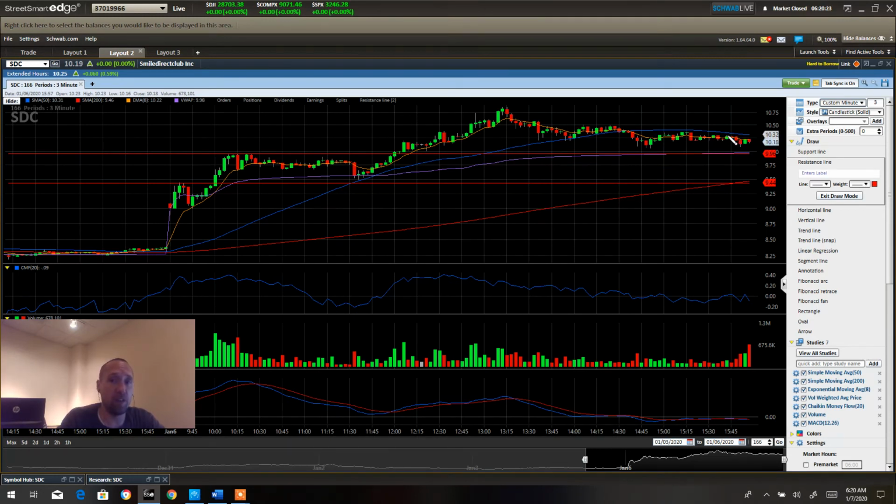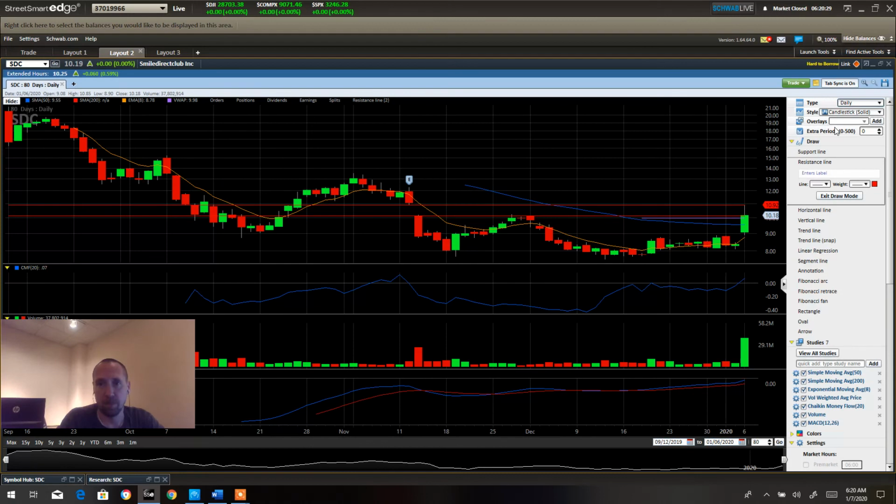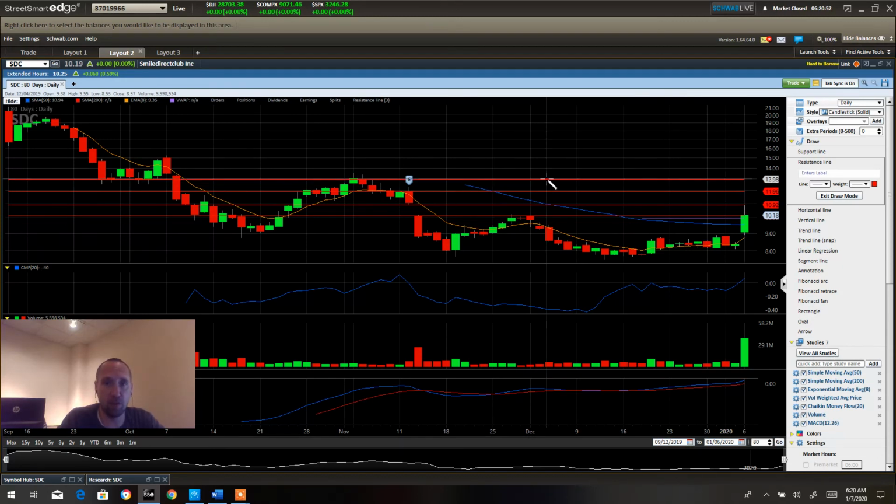So today I'll be looking for $10 to hold. I'm looking for a push up to test this 11 and then $12. A lot to like about SDC. It should be interesting to see if we get follow through and continuation and if we can make it up to this channel that the stock was in before, and then maybe make a push up here towards 13.